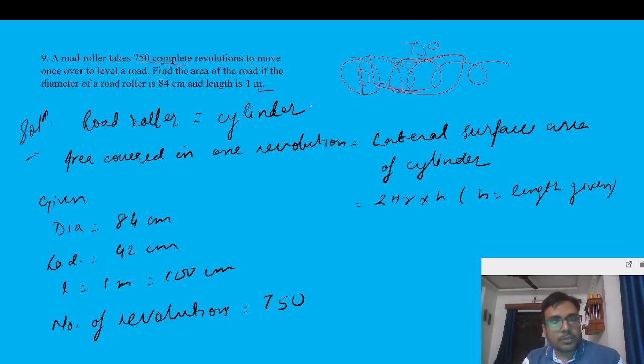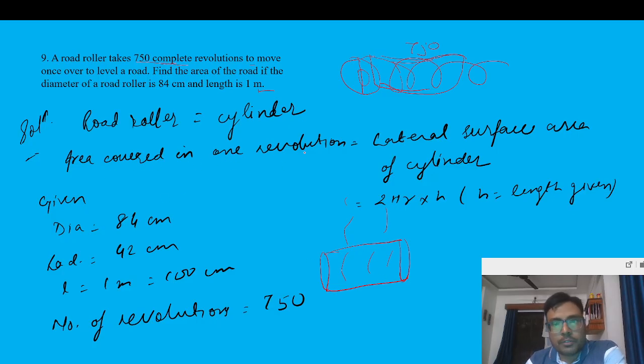so road roller is equal to cylinder. So you have seen while making the road, it looks like a cylinder only. This looks like this. I'm making the front view, and above this is a vehicle which drives it. Okay, so this looks like a cylinder.